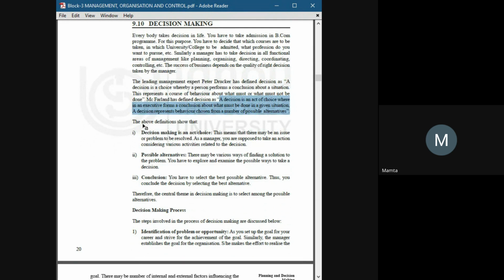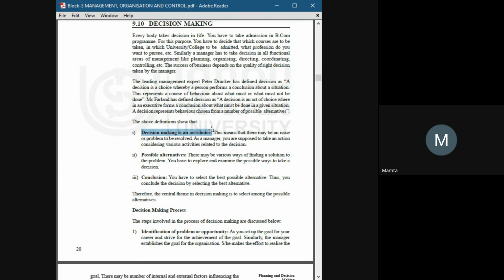So the above definitions conclude that decision making is an act of choice. Suppose you are involved in textile industries, you have fabric, and from that fabric you either can create shirts or pants. So it's a manager's decision what product they want to create out of that fabric. That's where a manager needs to take a decision.